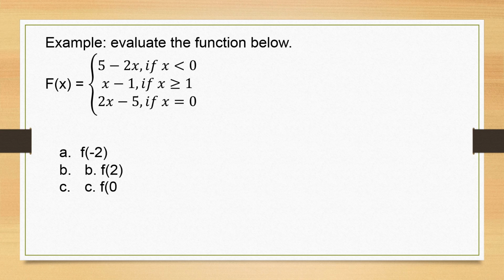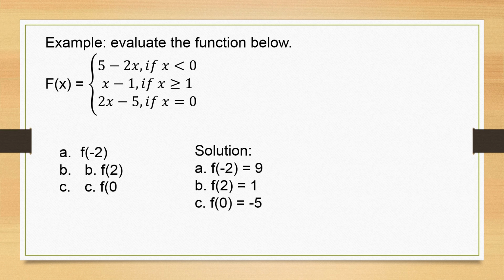Next, we have here the solution. We are asked to find, for letter A, f of negative 2, letter B, f of positive 2, and letter C, f of 0. For letter A, f of negative 2 becomes positive 9 because we know that that is negative.